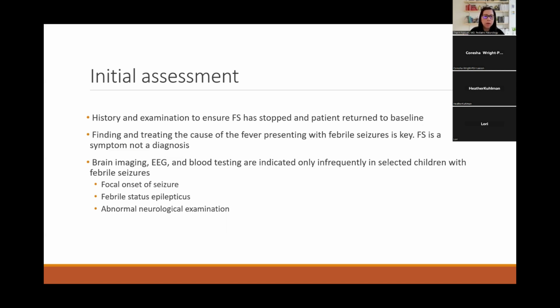Now, MRIs and EEGs and imaging and some of those other tests that we sometimes use to evaluate seizures are not commonly recommended for febrile seizures, because usually they're all normal. However, the subset of patients for whom we do recommend workup include the ones that have focal onset of their seizure, if they have febrile status epilepticus, or their neurologic examination is abnormal.